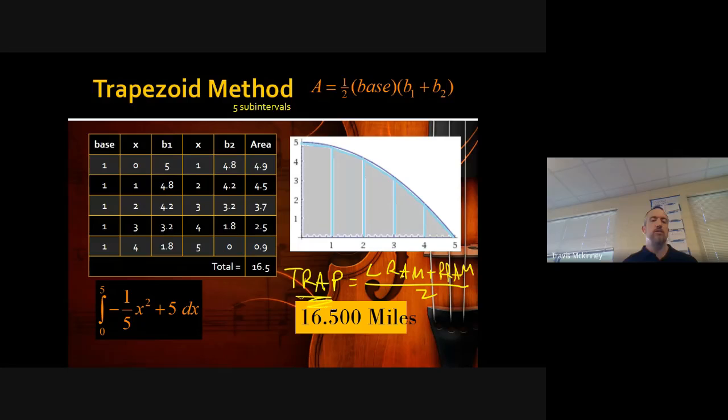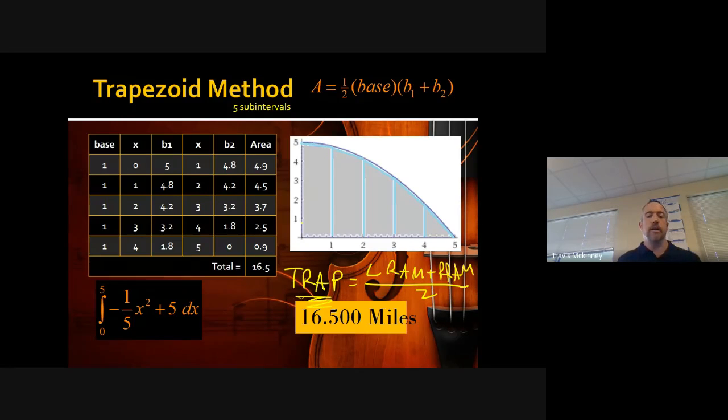I wouldn't memorize this formula except that it'll help you on some of the math excels. The only time this is useful is if you've already figured out the left sum and the right sum. So if you've already figured out the left and right sum and you want to know the trapezoid sum, then you just average them.